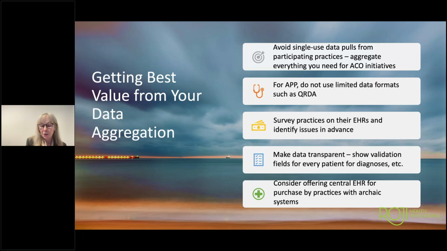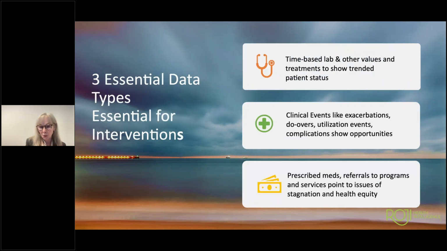But there are 3 essential data types you will always need no matter what you're collecting. You will need time-based labs and other clinical values so that you can see the patient on an improvement arc. And if the patient is a flat line and poor control, you'll need to figure out what to do with that patient to get them on an improved arc. It's the most important indicator I think that we see in the data: our patients who are not improving and have been that way for a very long time.